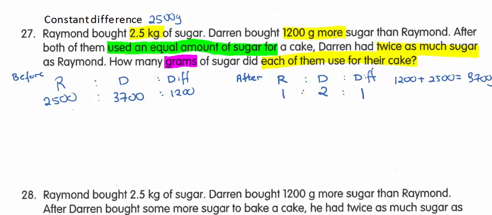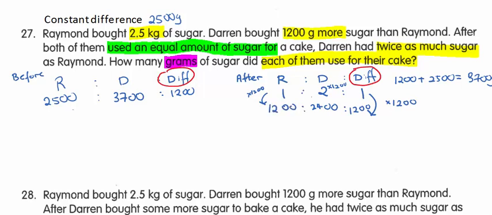So for constant difference, I need to make the difference the same. Because the difference before and after should be the same, but here this is 1200, this is 1. So very easily I just multiply by 1200, and that will give me 1200. And here, same thing, everything else multiply by 1200. So this will become 2400, and this becomes 1200.